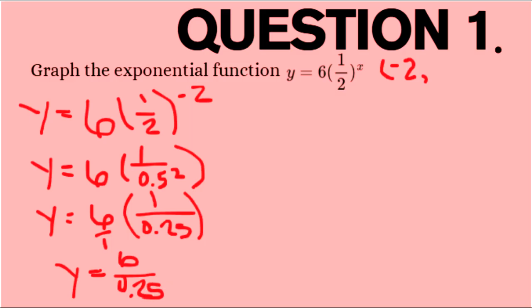And we're going to bust out my calculator to do this. 6 divided by 0.25 gives us 24. So our first point should be 24. We should have -2 and 24.